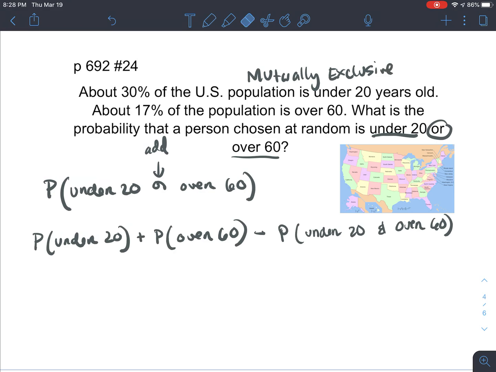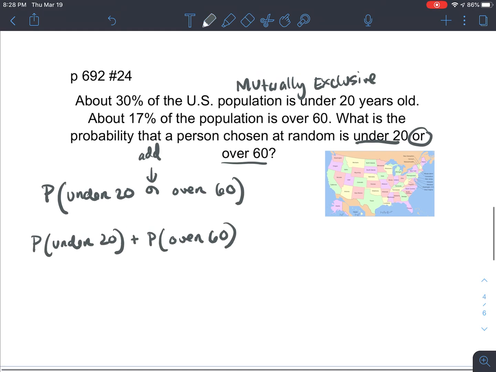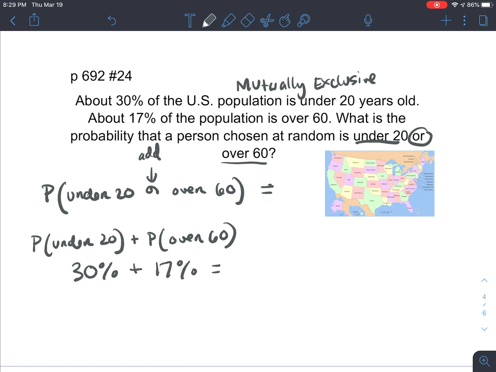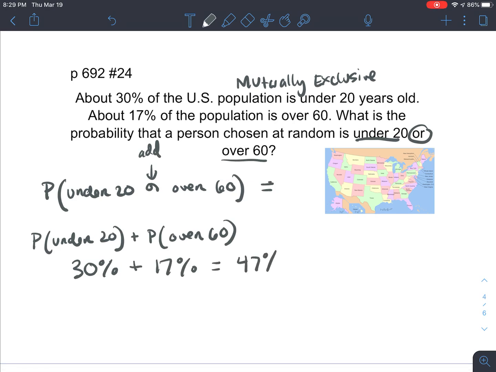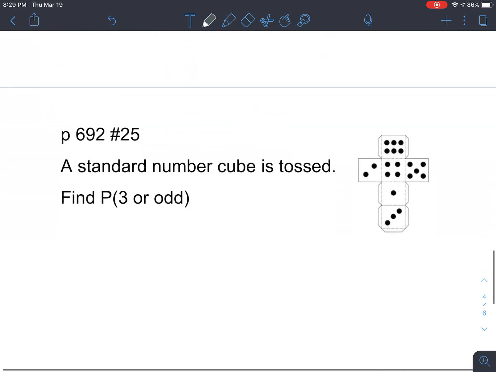So since this is impossible, it's like subtracting a 0. We actually don't even need it, right? And so in the end, we're just going to add these two probabilities together. Under 20, 30%. Over 60, 17%. For a total of 47%. So you have a 47% chance of choosing a person at random that is under 20 or over 60.